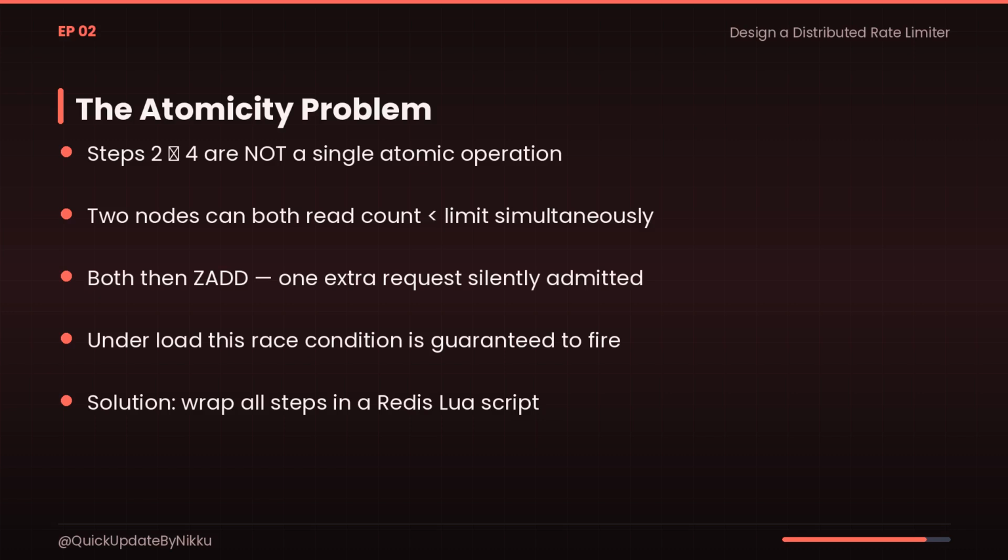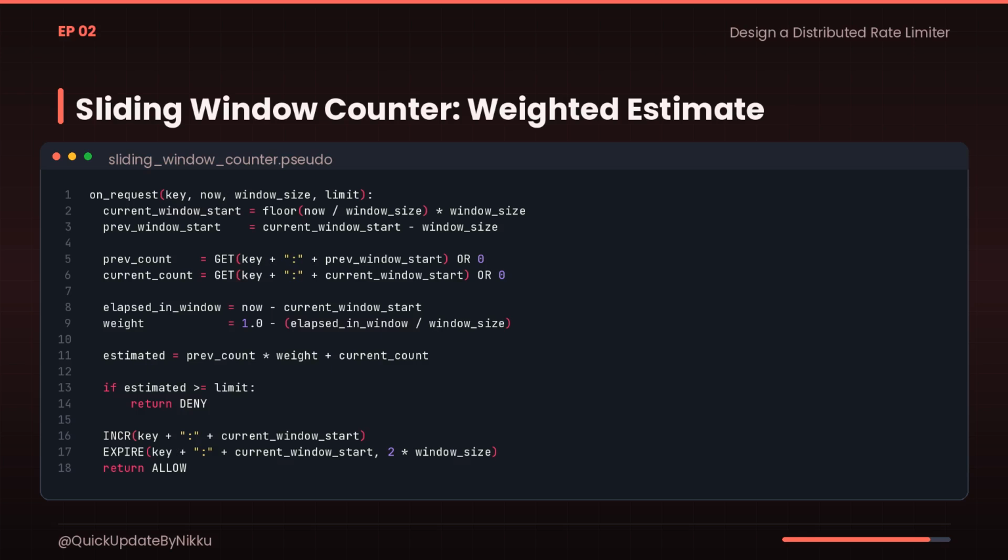Between counting and writing, another node can observe the same count, pass the same check, and insert its own entry. You intended to enforce a limit of n, but two requests squeaked through simultaneously. This is not a theoretical edge case. Under any meaningful load, with multiple application nodes sharing one Redis instance, it will happen. Wrapping the entire sequence in a Lua script makes it execute atomically on the Redis server, eliminating the race window entirely.